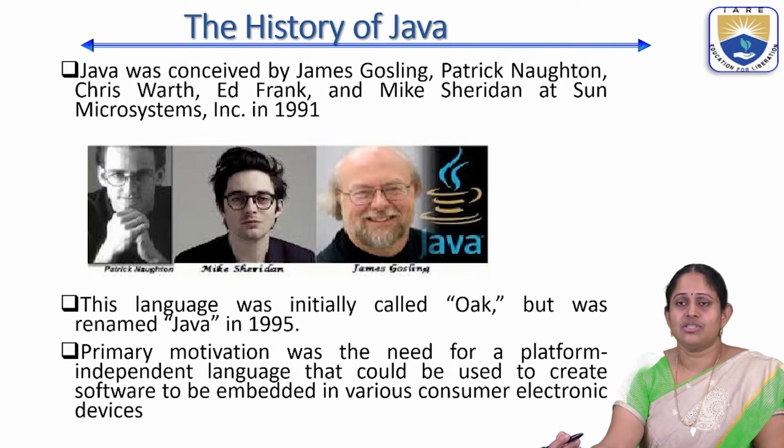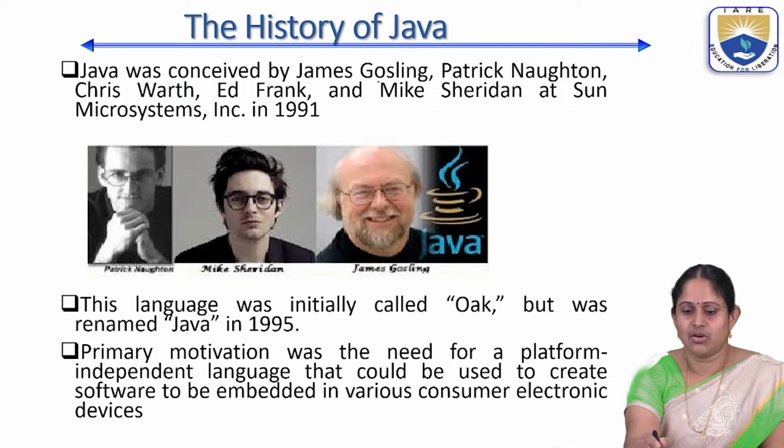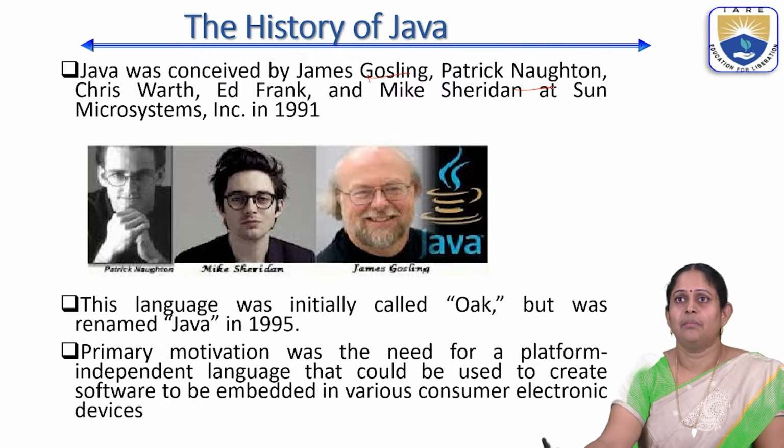Let's look into the history of Java. Who was the founder of Java? Java was developed by James Gosling, Patrick Naughton, Chris Warth, Ed Frank, and Mike Sheridan at Sun Microsystems in the year 1991. These people together were looking out for a platform independent language which could be used on embedded systems also.